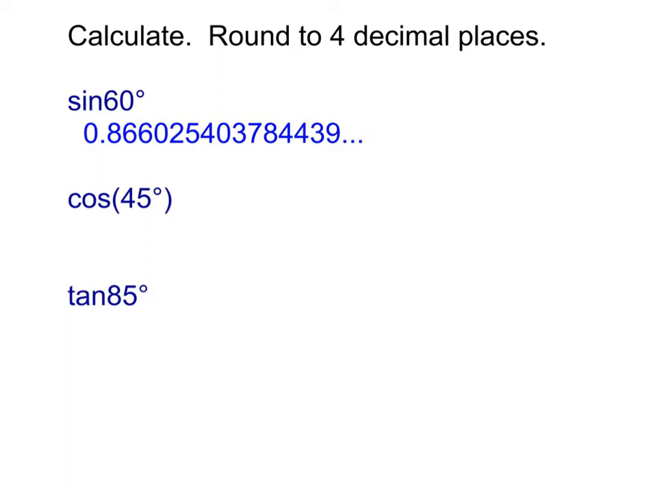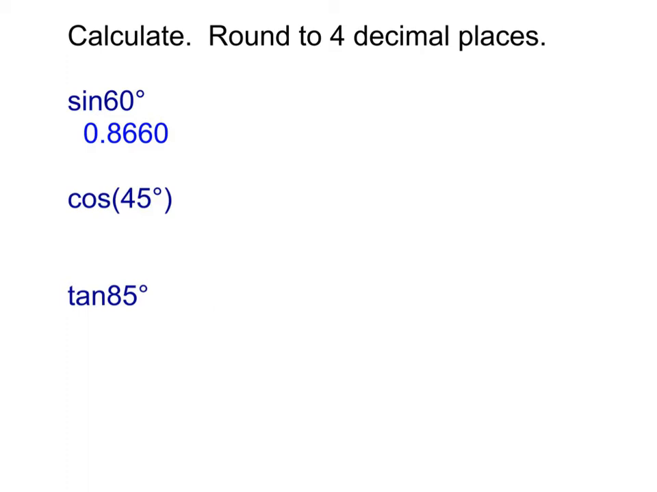We need to round this to 4 decimal places. So if I'm going to round this to 4 then that means I'm cutting it off here. And I do need to take a look at the next digit, which in this case is the 2. And I see, okay, does it round up? No, it's going to stay the same. So our answer is going to be 0.8660.